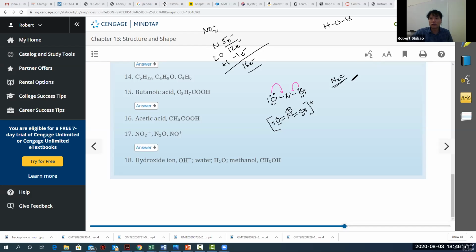We'll take a look at N2O. N2O is 2 nitrogens, it's 10 electrons. Each one is 5 electrons. And then 1 oxygen, which is 6 electrons. So that's, again, 16 electrons. Now we could put oxygen in the center like we had over here with water. Or we could put nitrogen in the center, like this. And then just try both.